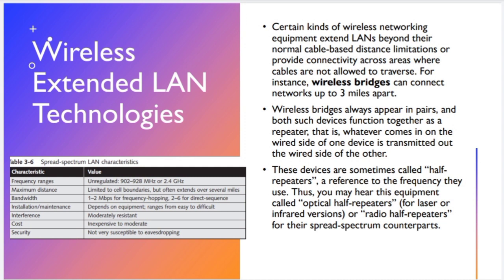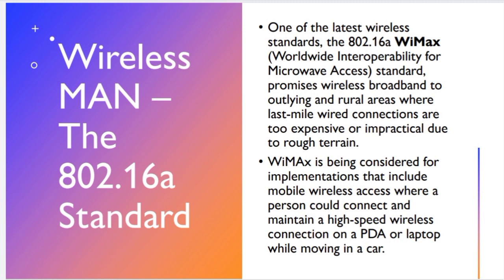One of the latest wireless standards, the 802.16a WiMAX, or Worldwide Interoperability for Microwave Access standard, promises wireless broadband to outlying and rural areas where last-mile wired connections are too expensive or impractical due to rough terrain. So WiMAX is being considered for implementations that include mobile wireless access, where a person could connect and maintain a high-speed wireless connection on a PDA or laptop while moving in a car.